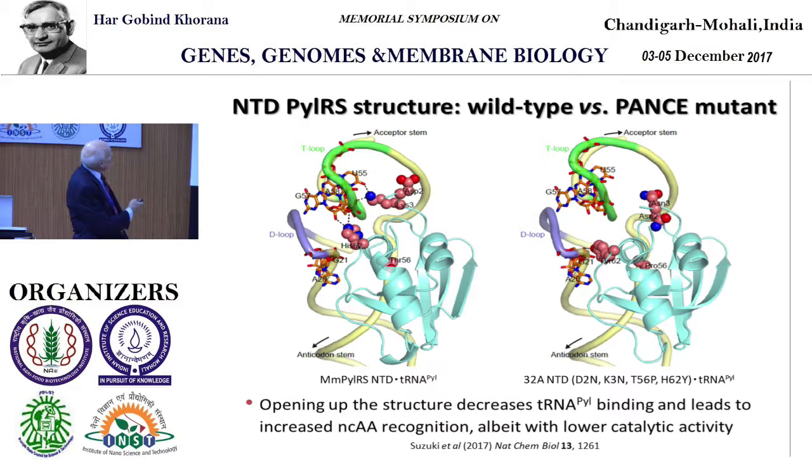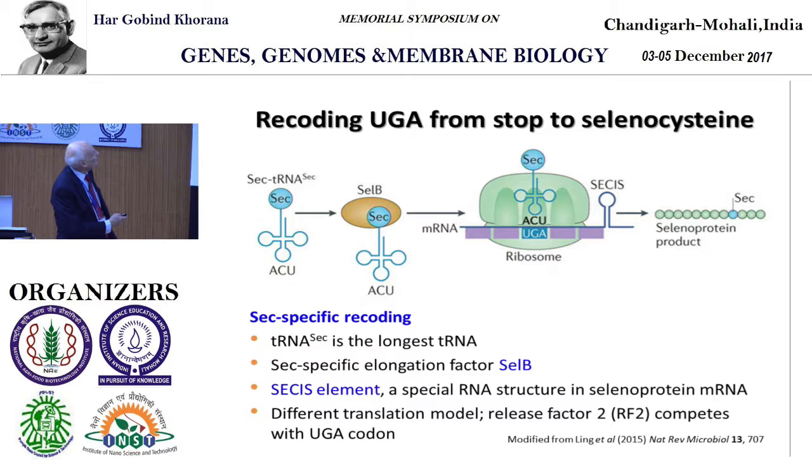And this is just because it looks very nice. The wild type structure, and this is a mutant structure, and you see how the tRNA binds. In the mutant, where we get the increased activity and different specificity, opening up the structure decreases the tRNA binding and leads to increased non-canonical amino acid recognition, but with lower catalytic activity.